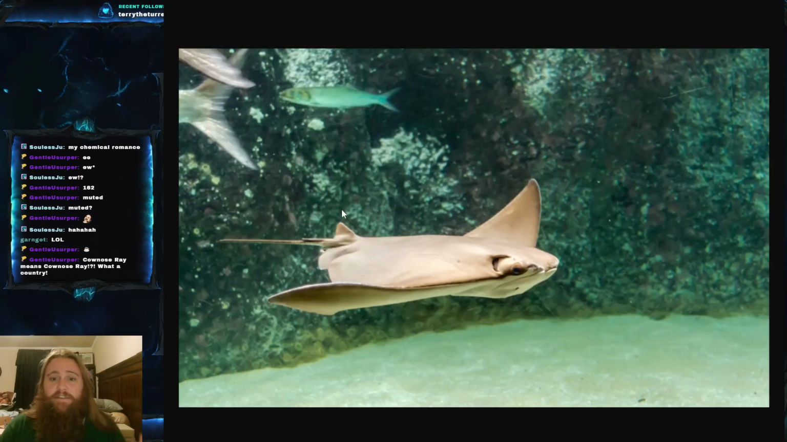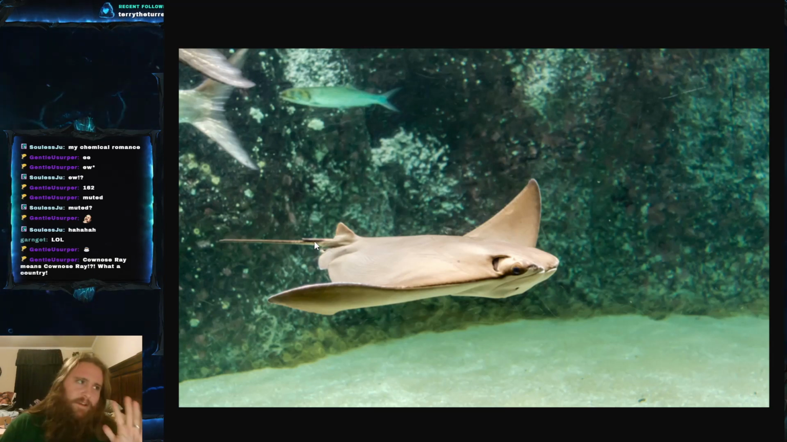Now, it does have a spine. You can see it. Is that the spine? I don't know a lot about rays, so I think that's the spine. I thought the spine was set farther back, but maybe not. I'm not sure. It does have a spine.